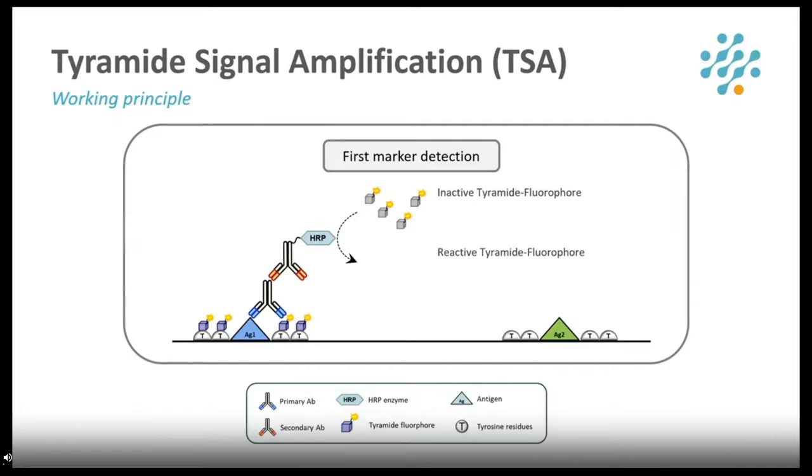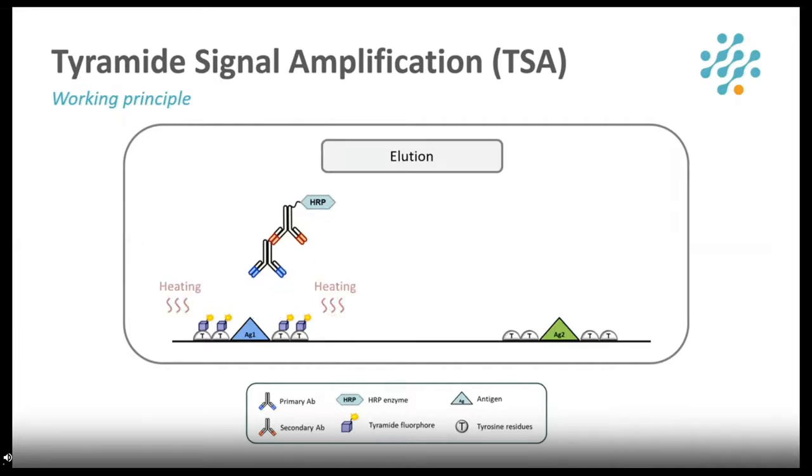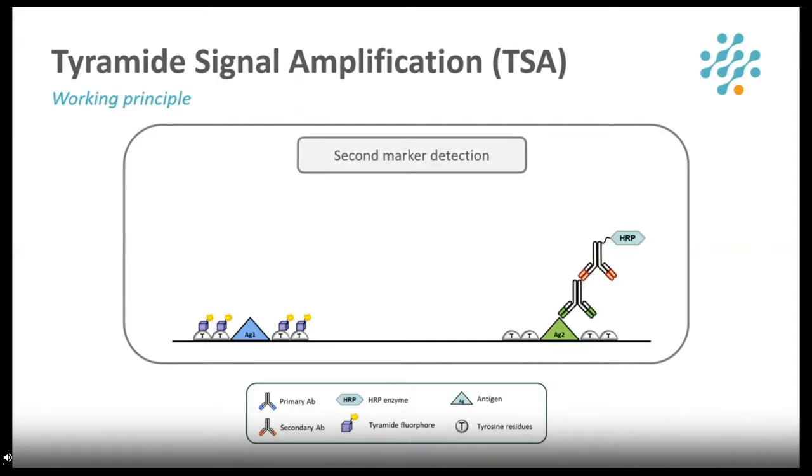Before moving to the next marker detection, the antibodies need to be removed by application of heat on the tissue. This step is called elution. The covalent bond between the tyrosine and the tyramide ensures that the signal stays on the tissue, even after the elution step. Then, subsequent markers can be detected using the same method by applying a different fluorophore. This can be repeated for all the markers in a panel, and once all the tyramide are bound, the slide is ready for imaging.